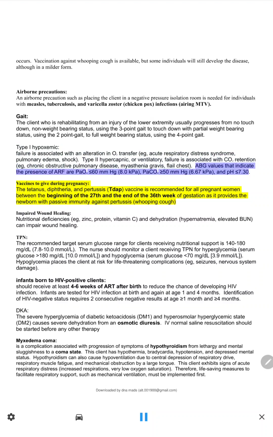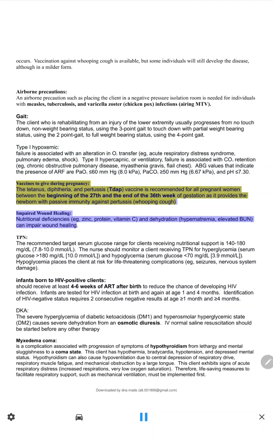ABG values that indicate the presence of ARF are PO2 less than or equal to 60 mm Hg, 8.0 kPa, PCO2 greater than or equal to 50 mm Hg, 6.67 kPa, and pH less than or equal to 7.30.